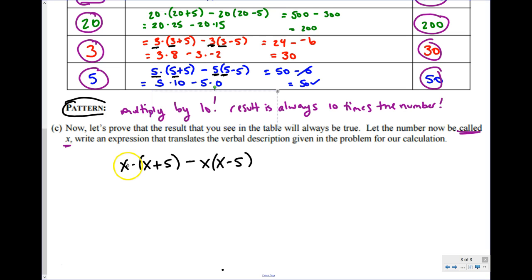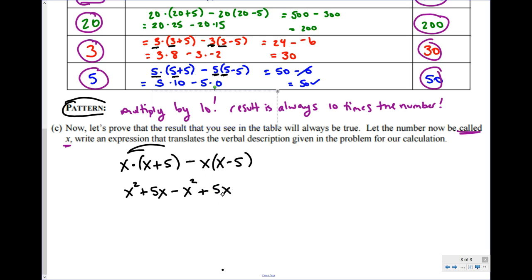Okay, now I'm going to simplify and distribute, right? X times x is x squared, and this is a multiplication symbol, by the way. X times 5 is 5x. Here, be careful with your sign, right? This is a negative, so it's negative x times x gives me a negative x squared, and this is a negative x times a negative 5, so I get a positive 5x.